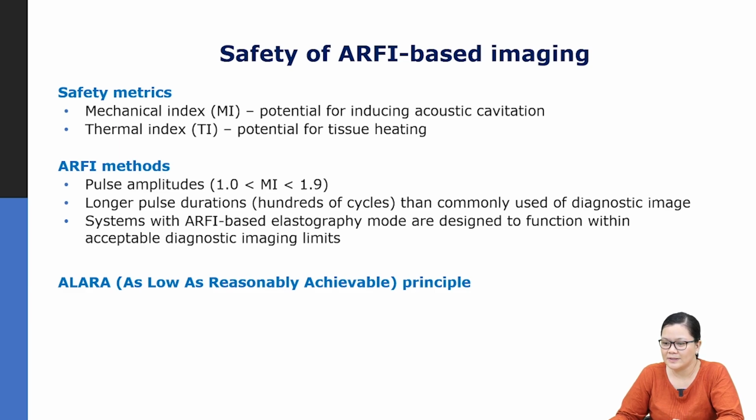The two metrics that I'll briefly talk about are the mechanical index, MI, which is the potential for inducing acoustic cavitation, and the thermal index, TI, which is the potential for tissue heating. Typically in ultrasound scanners, in the display, you will see both of these metrics, the MI and the TI. And that will help the clinician, the sonographer, guide whether the ultrasound output is within these safety limits.